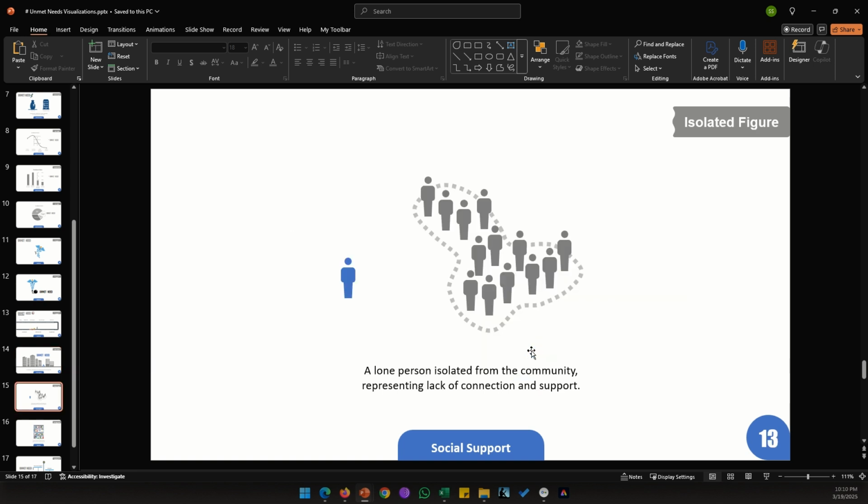The next one I have for you is again for a social scenario. So we have a community of people and a lone person standing away from them, which symbolizes that the person lacks connection or support. I call this isolated figure.